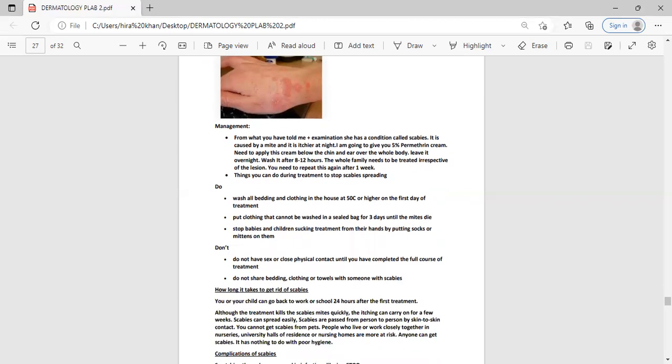The most important thing is you need to apply this cream once, and then you have to repeat this after 1 week again. And along with the child, you yourself, and any other members, such as the father of the child or anyone else who lives in the home, they also need to apply this cream because it is a spreadable disease. All right. And how long does it take to get better?